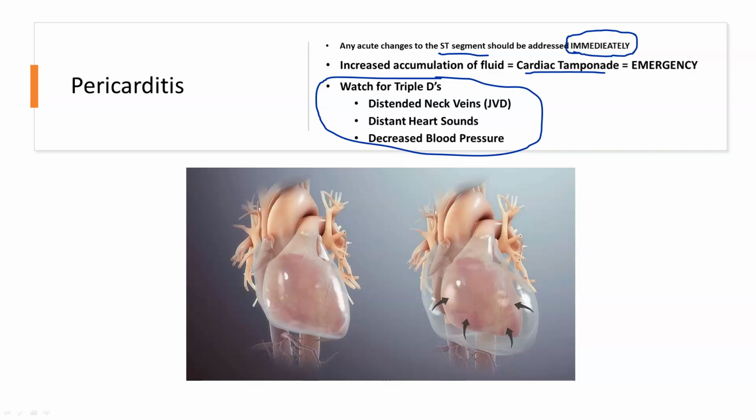In the illustration, what you see on the left is a normal pericardial sac. Now, here I see that there is a lot of fluid that has accumulated in that pericardial sac. And again, that heart is trying to beat, and when it beats, it tries to beat outward like that. And the pressure of the fluid is pushing that heart in, making it less effective.